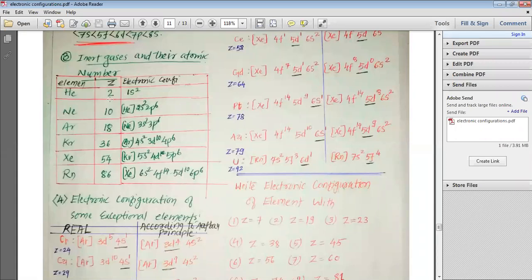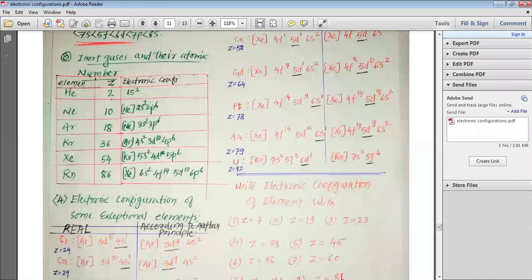Helium atomic number is 2, it is 1s2. Neon atomic number 10, it is helium 2s2 2p6. Argon atomic number 18, it is neon 3s2 3p6. Krypton, it is 36, it is argon 4s2 3d10 4p6. Xenon atomic number 54, it is krypton 5s2 4d10 5p6. Radon, atomic number 86, it is xenon 6s2 4f14 5d10 6p6.